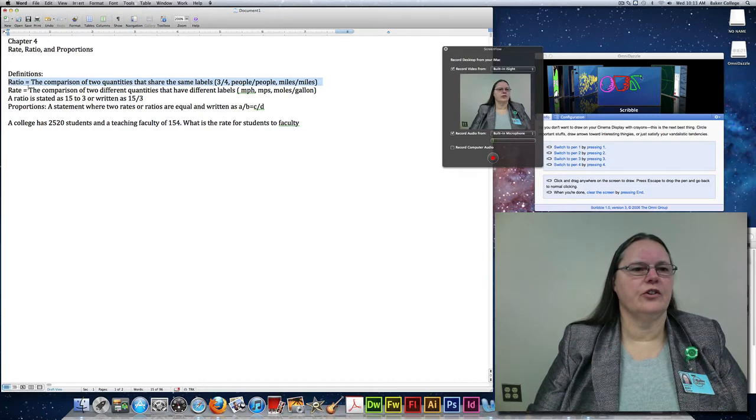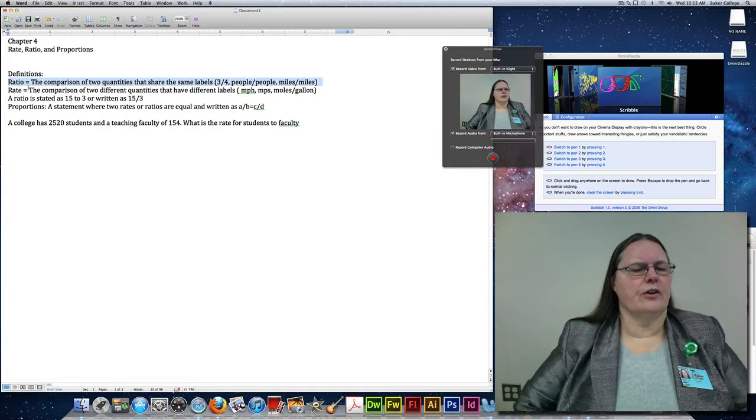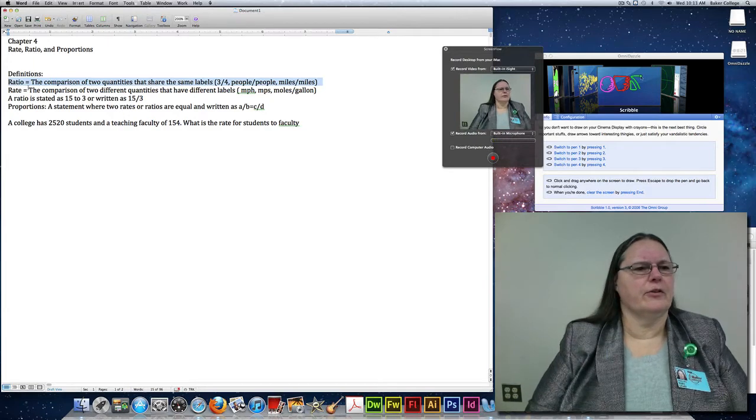A ratio is just two quantities that share the same label. So you can compare a number to a number, for instance, the 3/4 up there, or people to people, miles to miles, gallons to gallons, and so forth. It's just two numbers compared to each other, and they have the exact same labels.